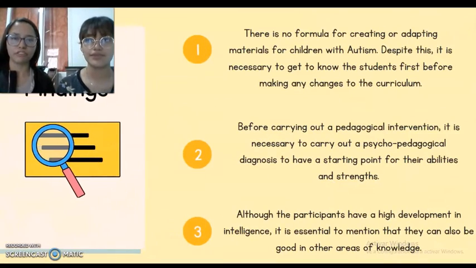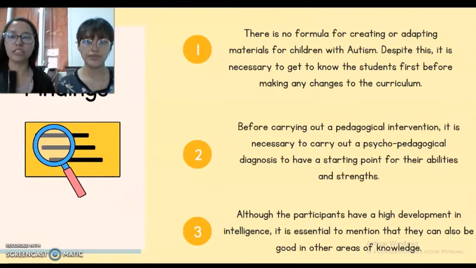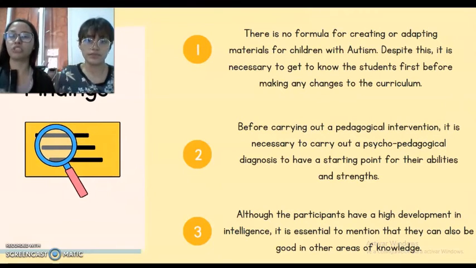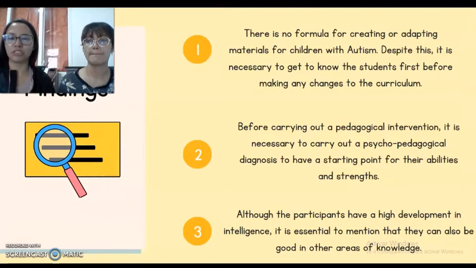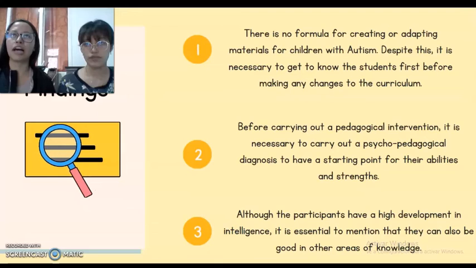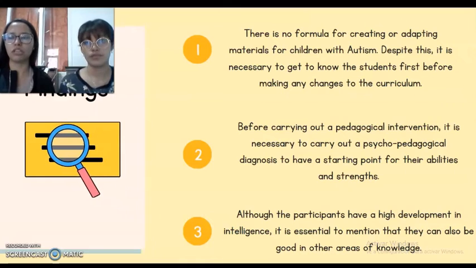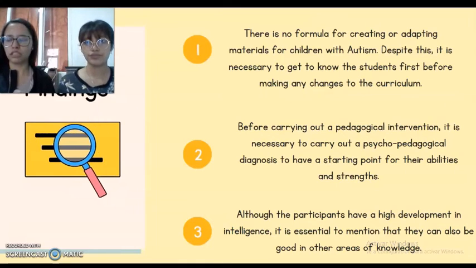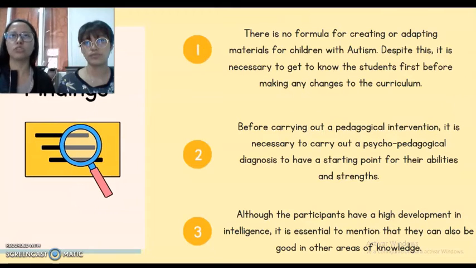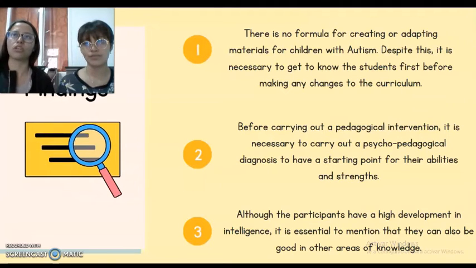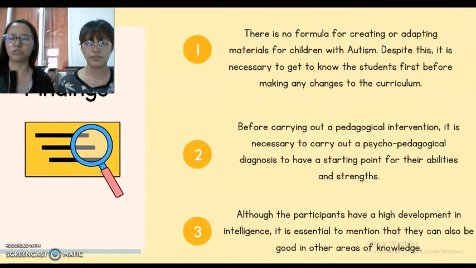Well, now it's time to talk about our findings. So here we have the first one. It is important that you know that there is no formula to create or adapt materials for children with autism, because you will never have the same diagnosis for two or more children, because every single child with autism is unique, and you have different worlds, different necessary adjustments that you have to do. So you never have the booklet, the necessary steps to create or adapt the material. But despite this, it's necessary that you know your student before making any change, because you have to consider everything that the child has.